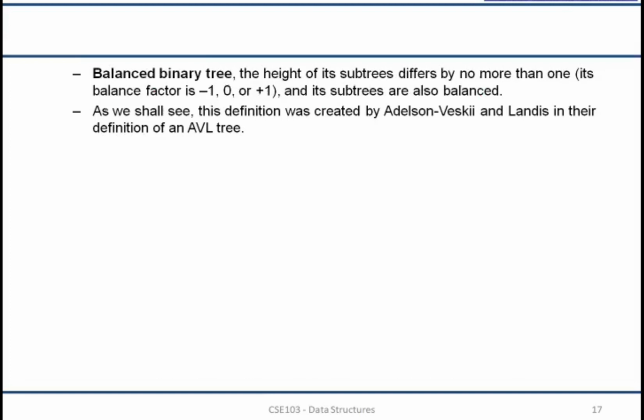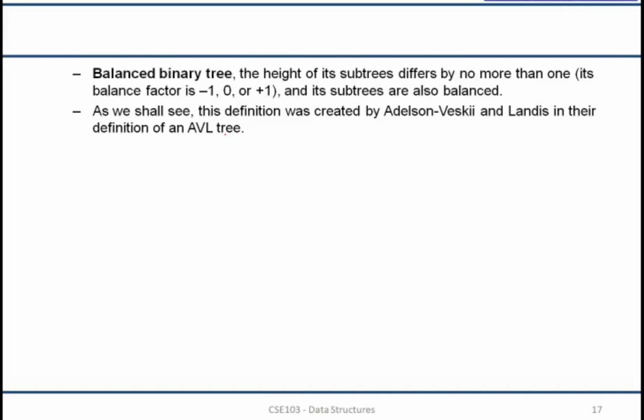And a balanced binary tree is called an AVL tree. So an AVL tree means it is a balanced binary tree. It was created by scientists Adelson-Velsky and Landis. Based on their names, this tree is called an AVL tree.